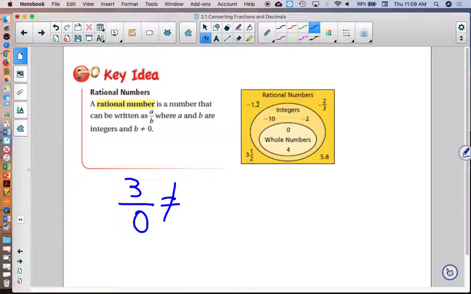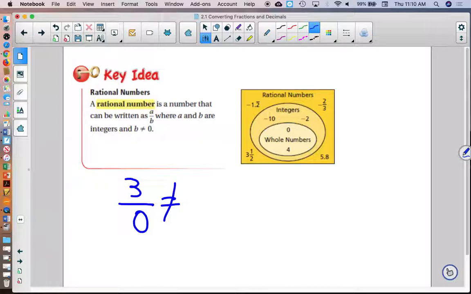Yes. So you could put 0 over 3, but you can't put 3 over 0. Exactly. Because 0 over 3 means 0. What is 0 divided by 3? 0. Right? Okay.